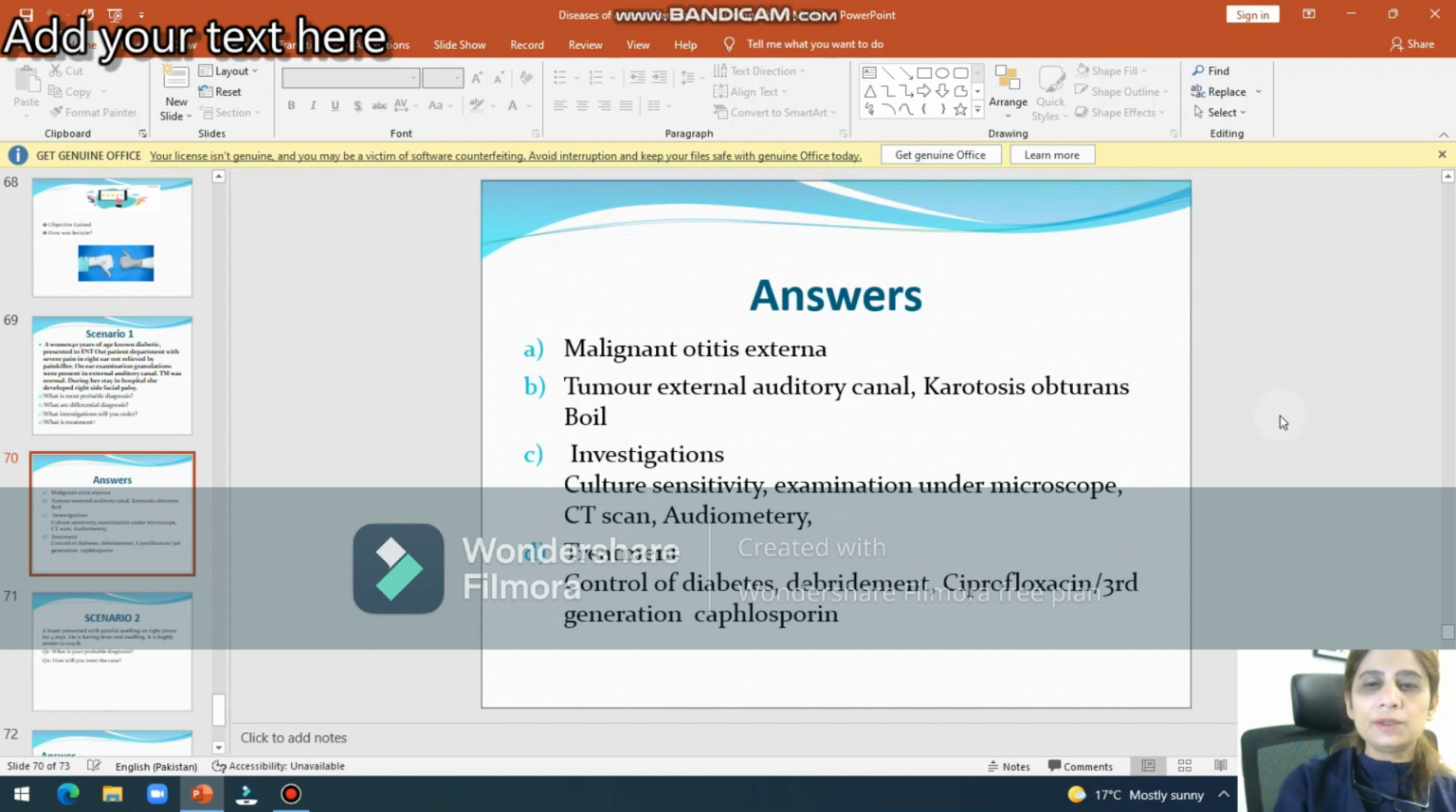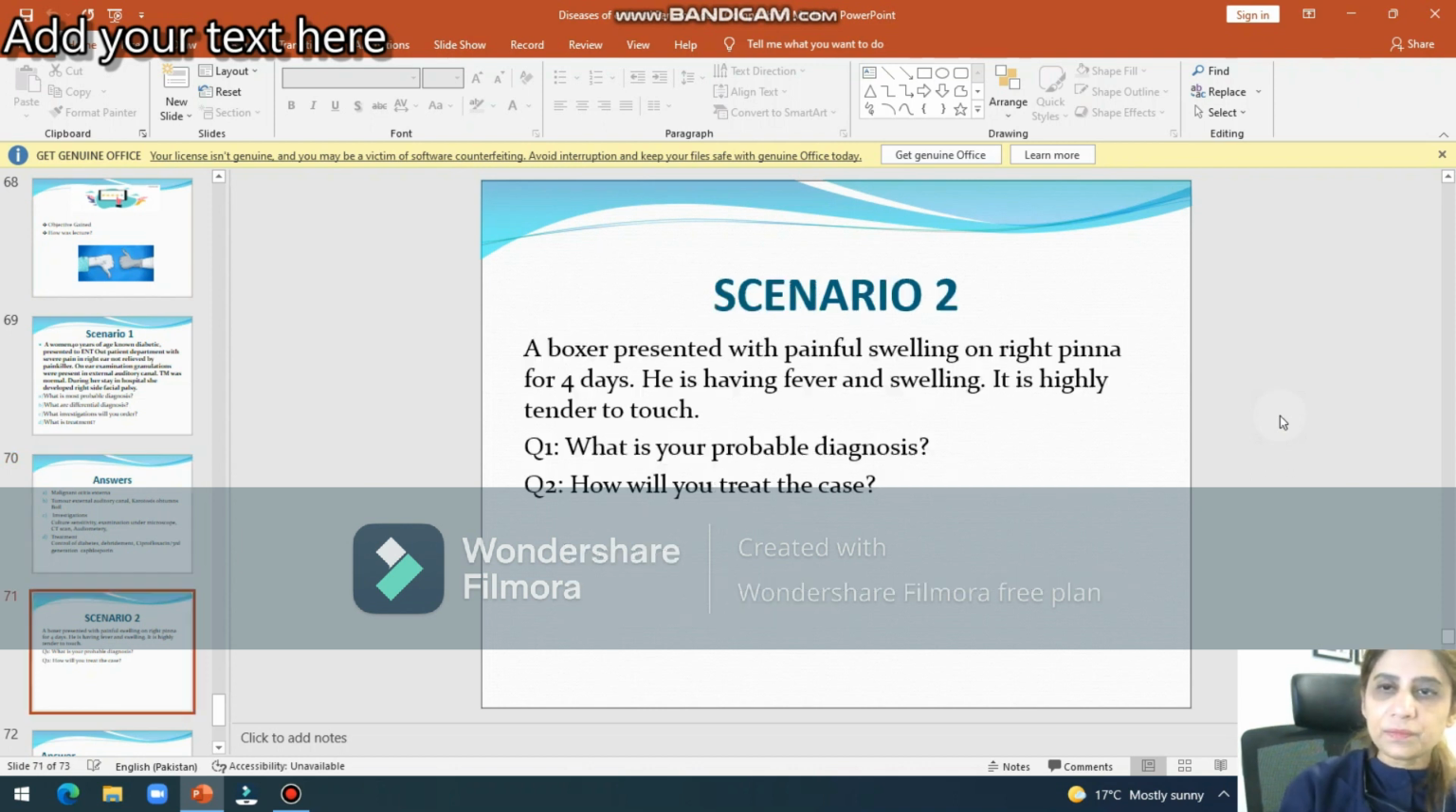So treatment has three stages: control of diabetes, debridement in the form of mastoidectomy or skull-base surgery. Then a third generation cephalosporin, ceftriaxone, or ciprofloxacin is given for at least 6 weeks.